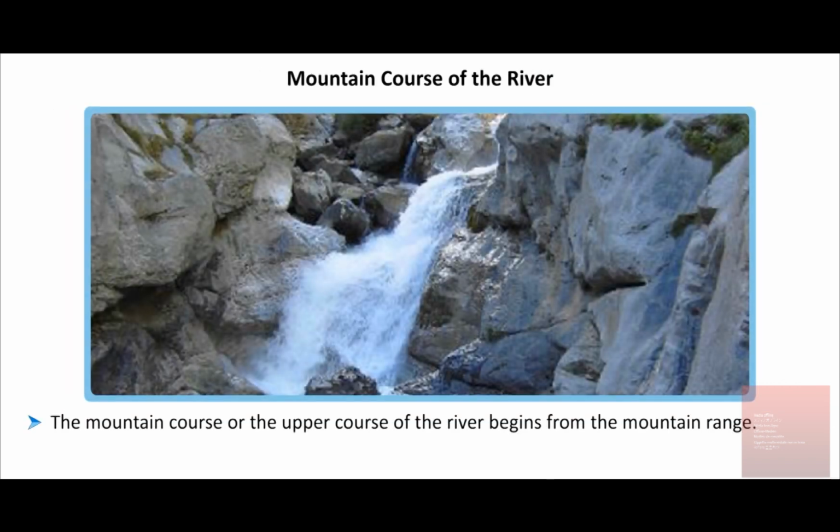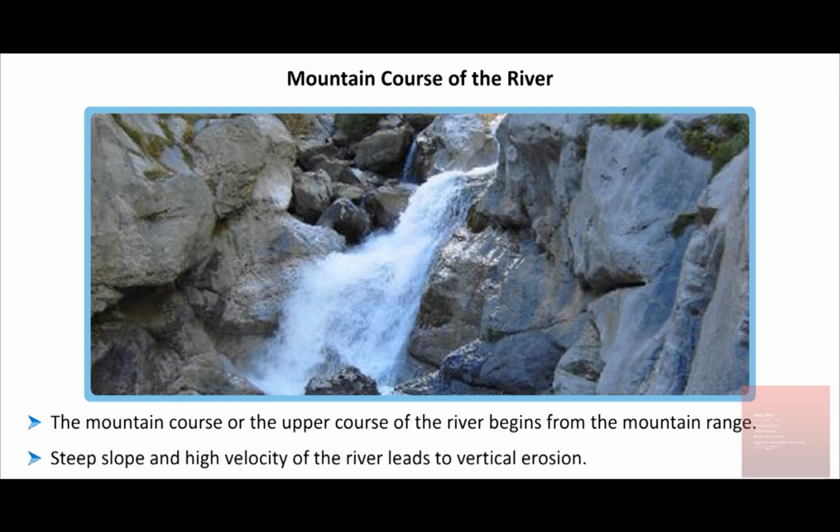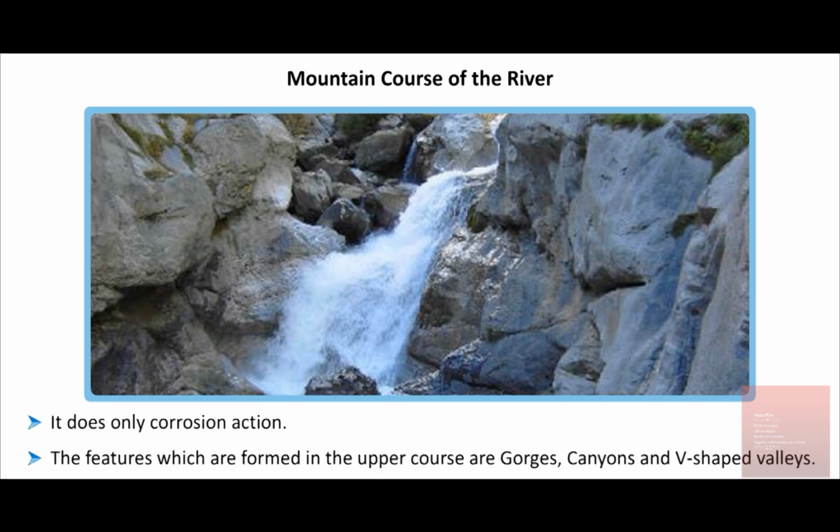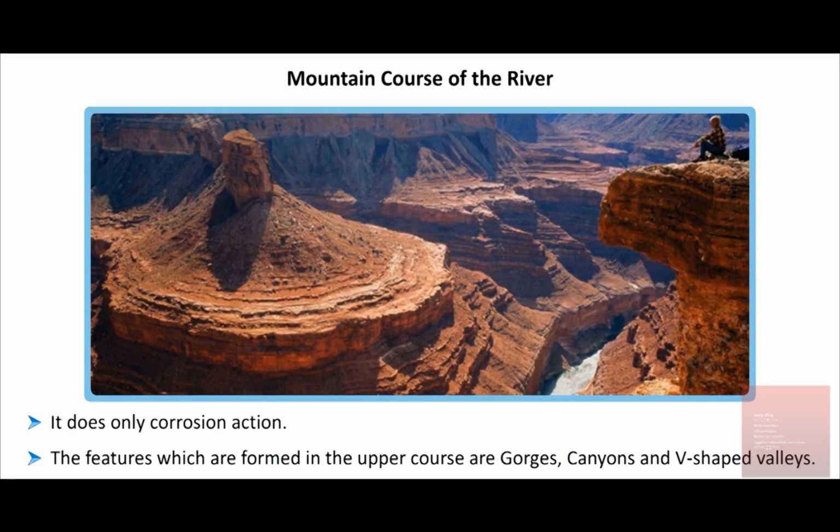The mountain course or the upper course of the river begins from the mountain ridge. Steep slope and high velocity of the river leads to vertical erosion. It does only corrosion action. The features which are formed in the upper course are gorges, canyons, and V-shaped valleys.